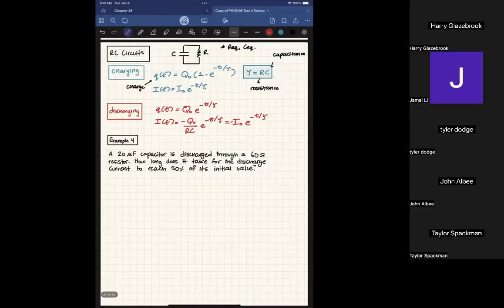You'll notice that the equation for charging and discharging are the same. Honestly, for charging, you're not really going to use this current part. You'll usually just use current for the discharging, just for most problems. But just keep that in mind. Any questions about that?